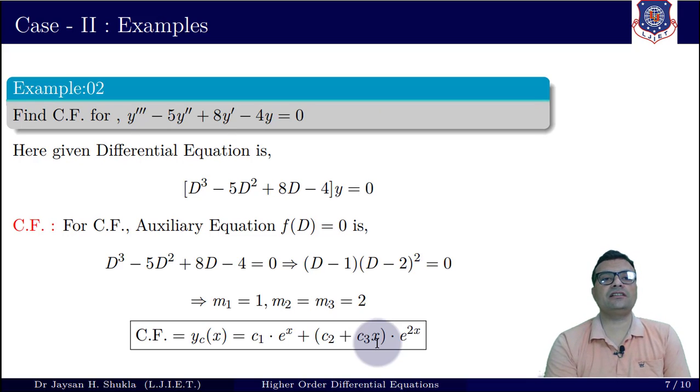Let us consider the second example. The equation over here is y triple dash minus 5 times y double dash plus 8y dash minus 4y equal to 0.